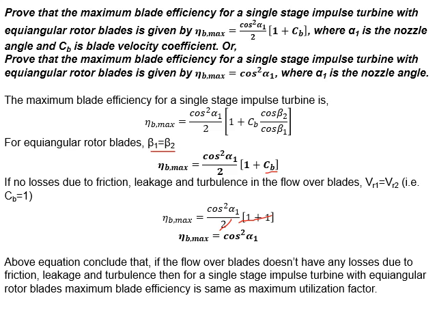The above equation concludes that if the flow over the blades does not have any losses due to friction, leakage and turbulence, then for a single stage impulse turbine with equiangular rotor blades, the maximum blade efficiency is the same as the maximum utilization factor. This is the description of the maximum efficiency in a steam turbine for different conditions. Thank you.